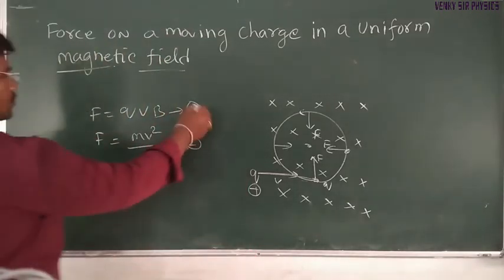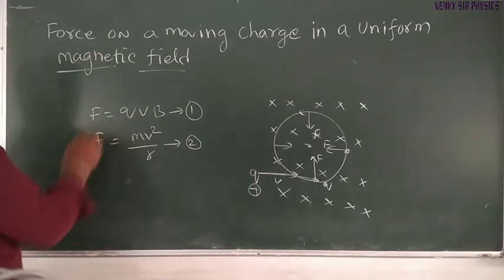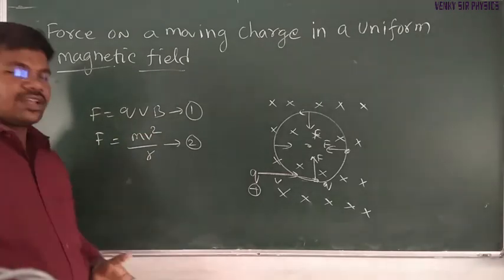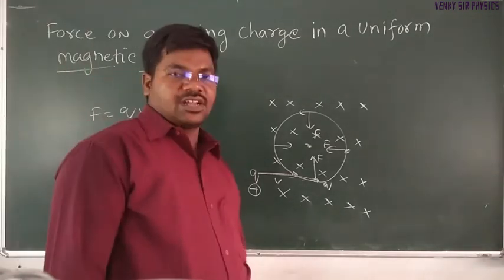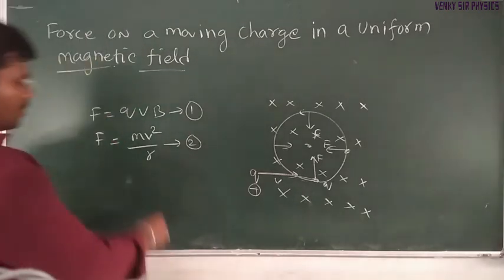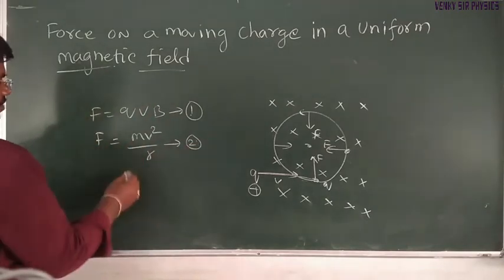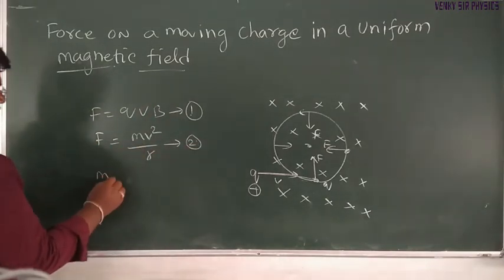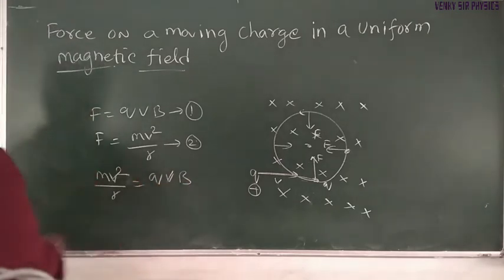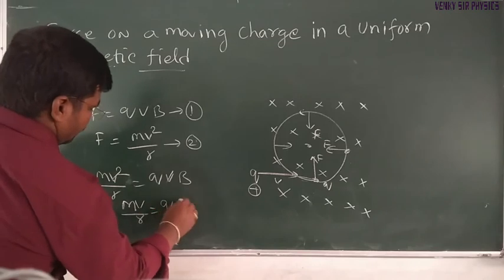By using equation 1 and equation 2, if the force due to the magnetic field and the centripetal force are equal, the particle exhibits circular motion. Otherwise, the particle will not move in a circular path. So by using these two equations, we have to find the radius of the path. From 1 and 2, mv square by r is equal to qvB. One v gets cancelled, so mv by r is equal to qB.